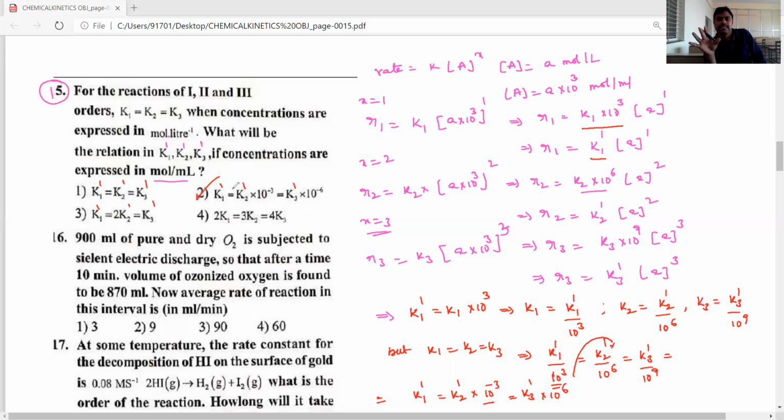See, dear students, this question is nothing but this: the concentration of A is given in mole per liter. Then the rate constants are K1, K2, K3, and their orders are 1, 2, 3. If the concentration of A becomes mole per ml, then what is the relation between the new rate constants? We consider them as K1 dash, K2 dash and K3 dash. In that case, K1 dash is equal to K2 dash into 10 to the power of minus 3 is equal to K3 dash into 10 to the power of minus 6. That is an important relation. Okay, let's go for the next question.